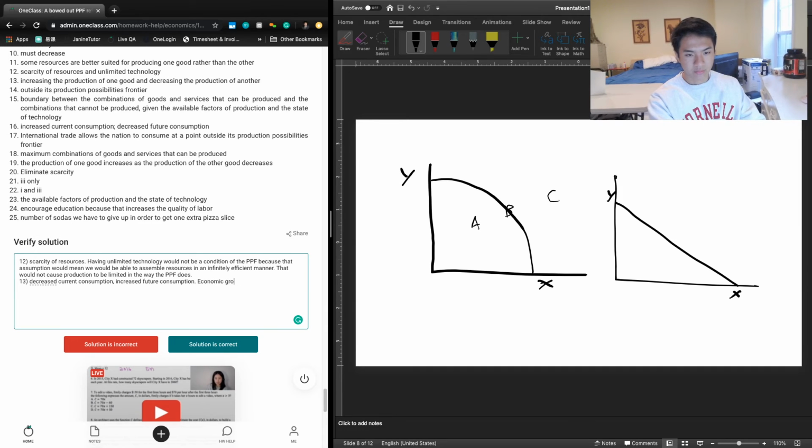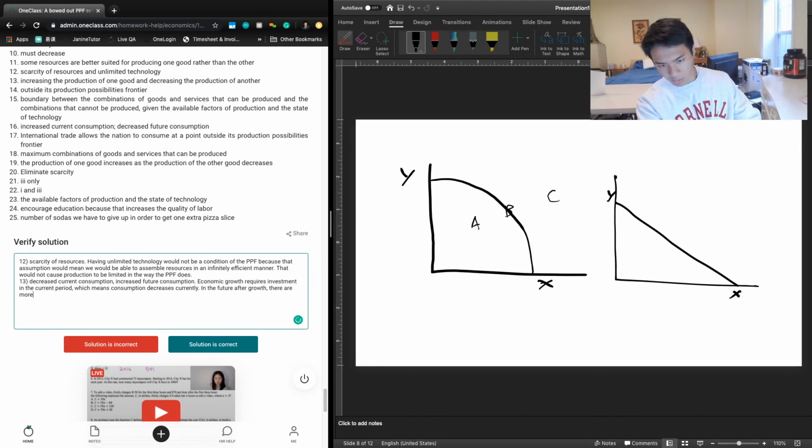Economic growth requires investment in the current period, which means consumption decreases currently. In the future, after growth, there are more resources available, and therefore consumption can increase. So we're going to push back on that. Or sorry, I don't think it's question 13. It's question 16.